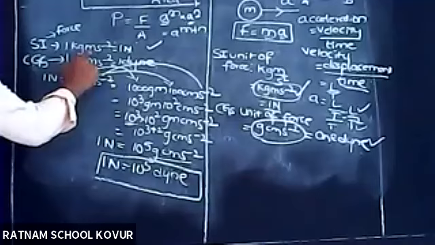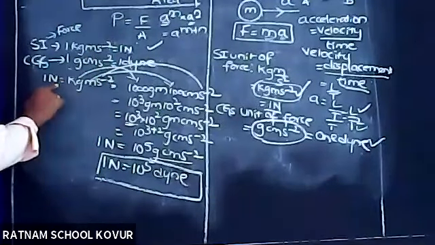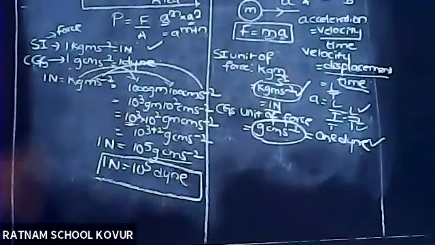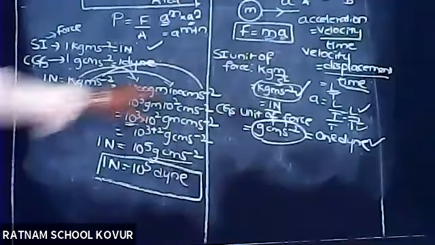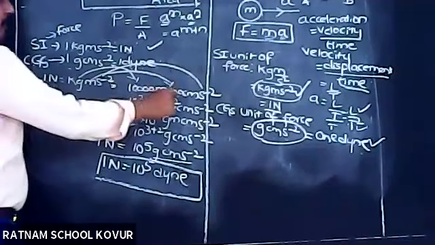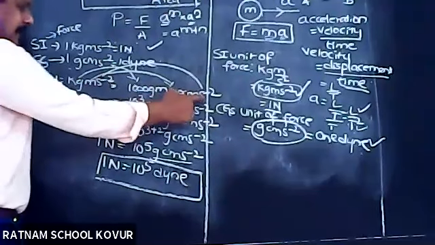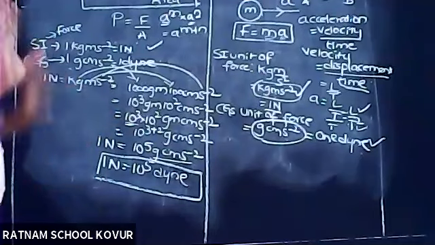So 1 kg meter per second squared is called 1 Newton. I have taken 1 Newton, kg meter per second squared. Now I will convert kg into grams. 1 kg is equal to how many grams? 1000 grams. So 1000 grams I have written. 1 meter is equal to how many centimeters? 100 centimeters. 1 second is the same. Second I am not changing. Only I am converting kg and meter.